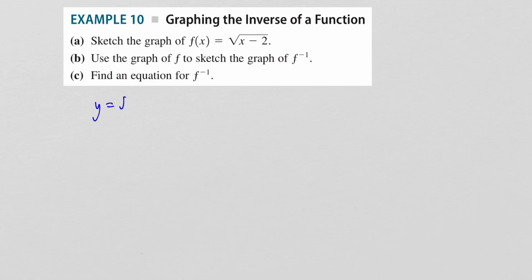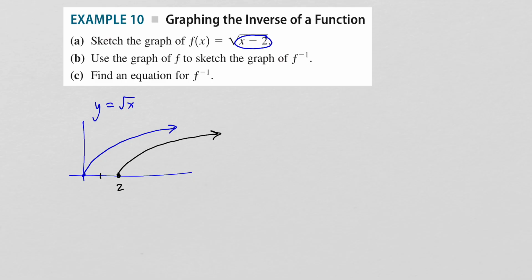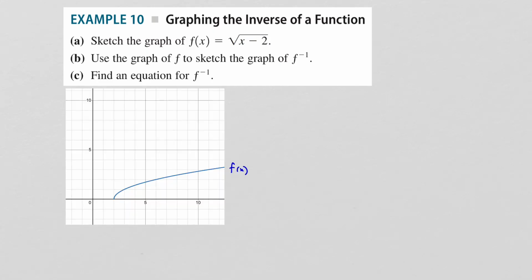We should know that y equals the square root of x is one of our special graphs, and it looks something like this. And so the square root of x minus 2 is just going to be a horizontal translation of that graph 2 units to the right. And so that graph is going to look something like this. Let's make this look a little cleaner.